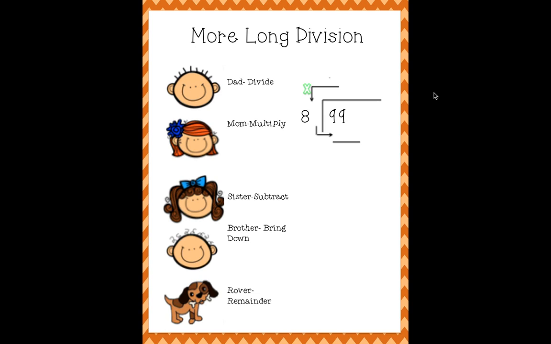So I want to remember my steps: divide, multiply, subtract, bring down, remainder. We want to remember that if you bring something down, you start your steps over again. And then if there's nothing else to bring down and your number that you are dividing is now less than 8, you have to make that a remainder. So we're going to do a few problems together, and then we will work on the skill in small group this week.